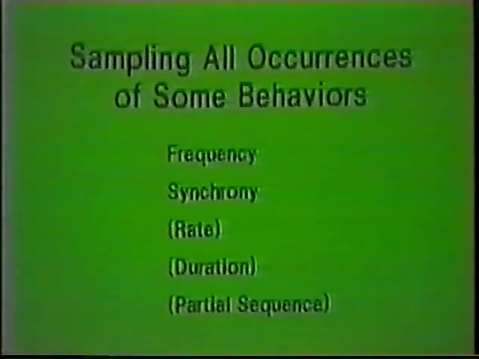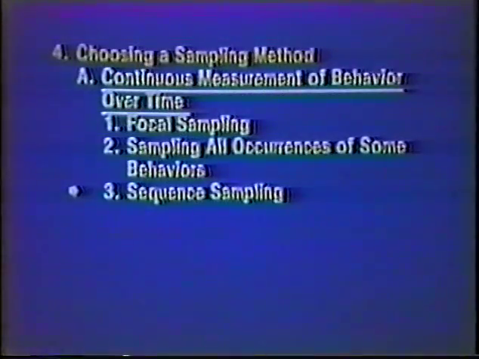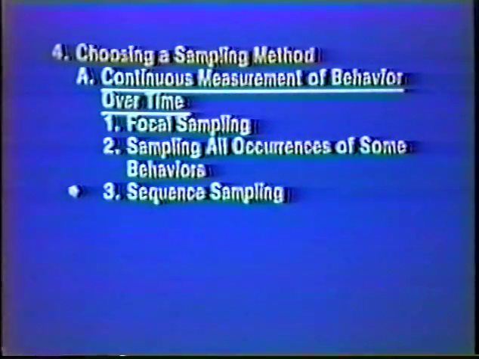Sampling all occurrences of some behaviors is best used to analyze synchrony of behavior in a group, as well as frequencies, rates, durations, and partial sequences of behaviors. Sequence sampling is another method of collecting data continuously over time. The order of occurrences of selected behaviors is recorded. Again, this data collection method is very similar to focal and all occurrences of some behaviors.